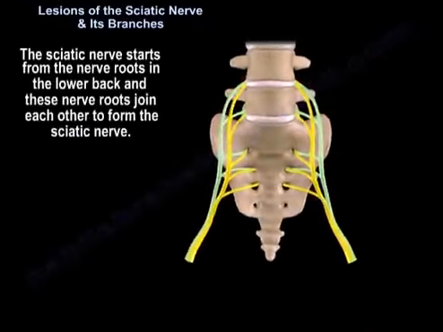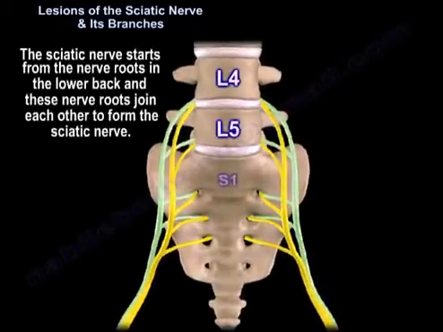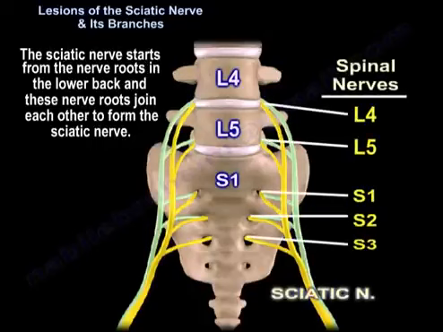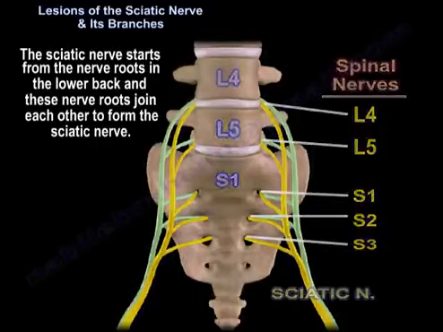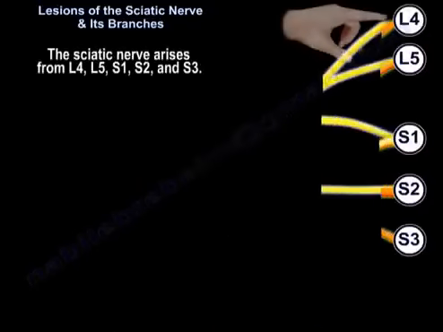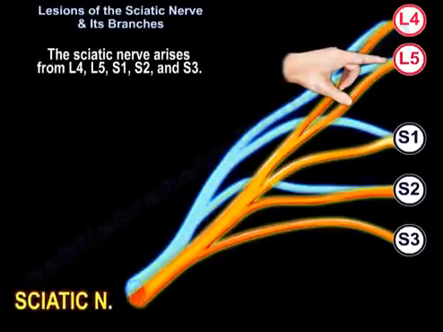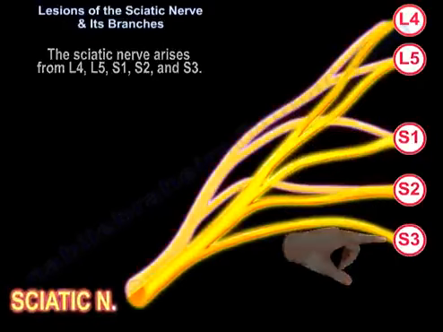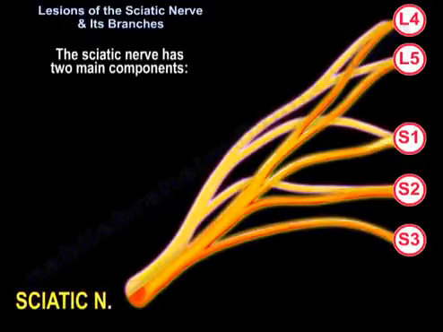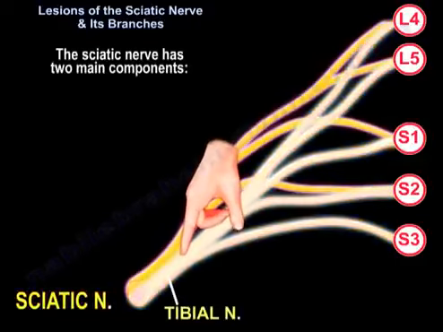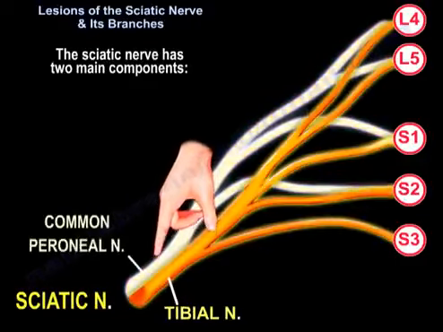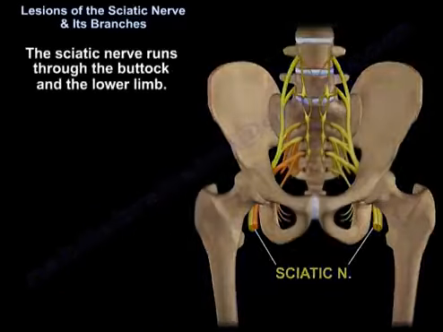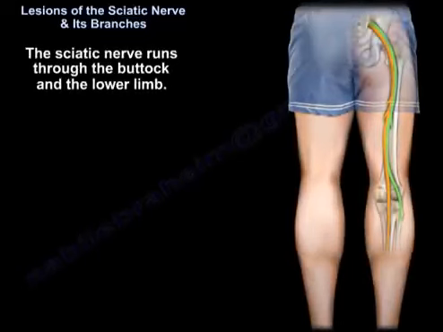The sciatic nerve starts from the nerve roots in the lower back, and the nerve roots join each other to form the sciatic nerve. It arises from L4, L5, S1, S2, and S3. It has two main components, the tibial nerve and the common peroneal nerve. The sciatic nerve runs through the buttock and the lower limb.